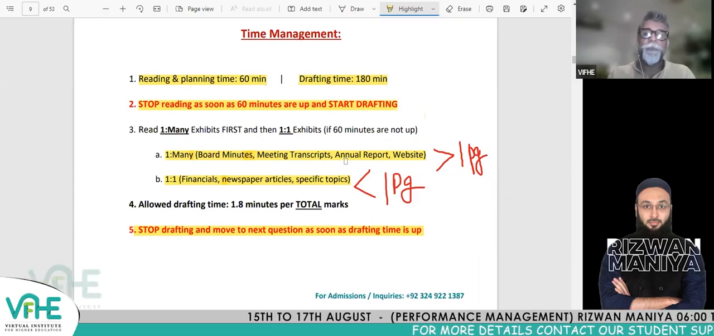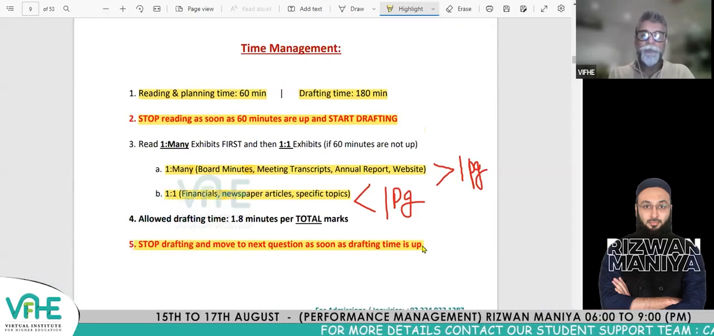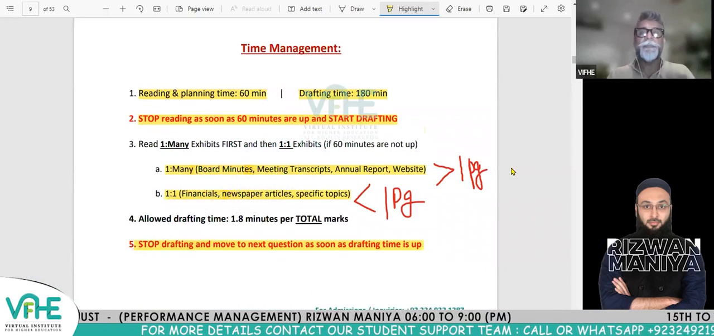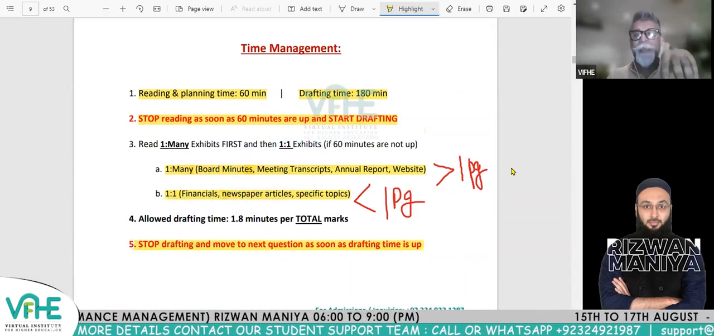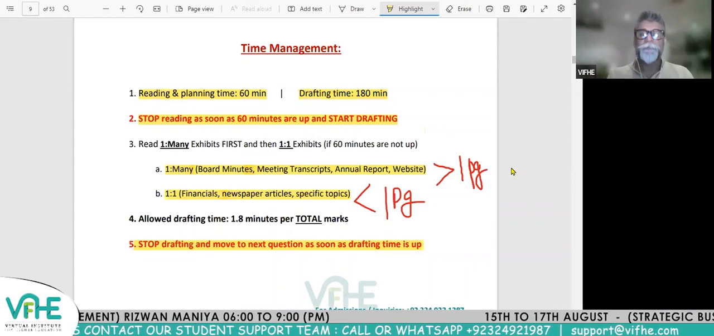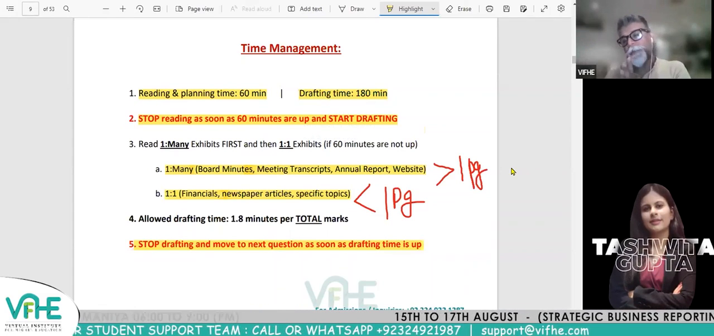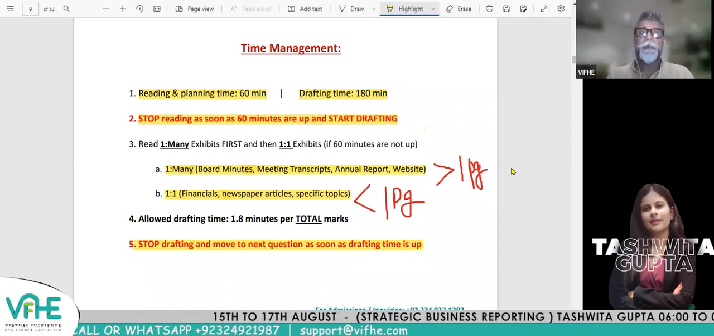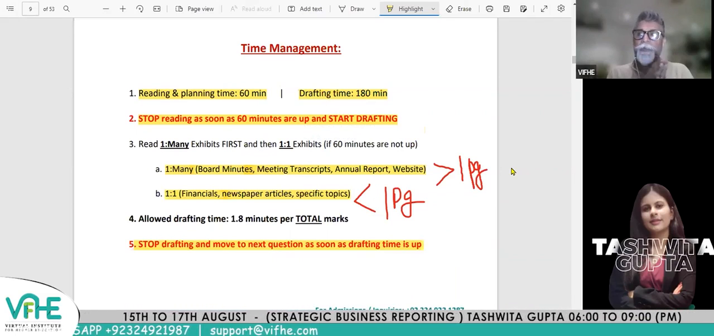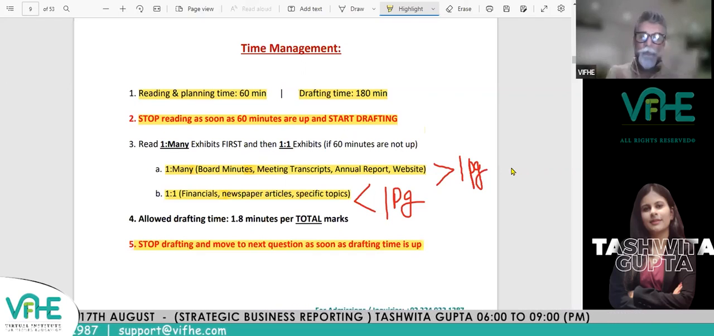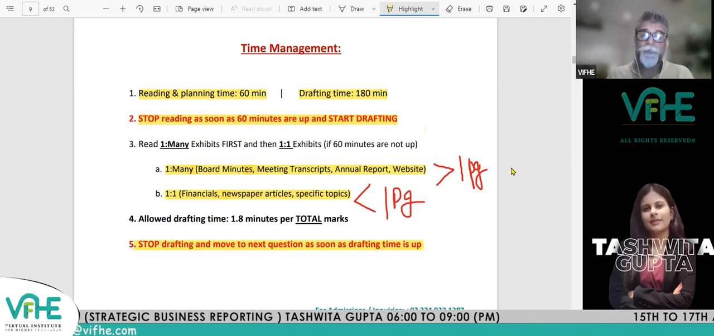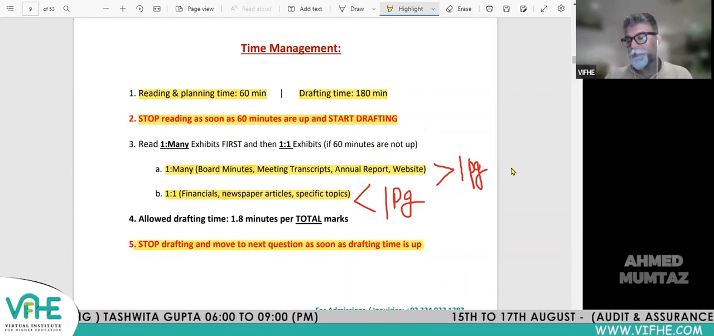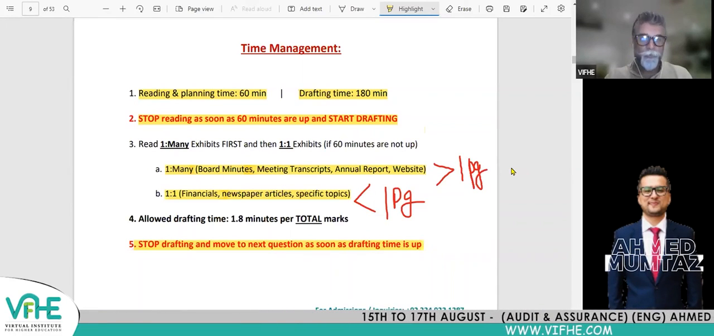So guys, are we very clear on time management? Let me recap. First 60 minutes is reading, planning, all those things. The next 3 hours is for drafting. If you read all the many exhibits in 40-45 minutes, you can start drafting, no problem. But if you are not able to complete your reading in 60 minutes, you will have to discontinue reading.